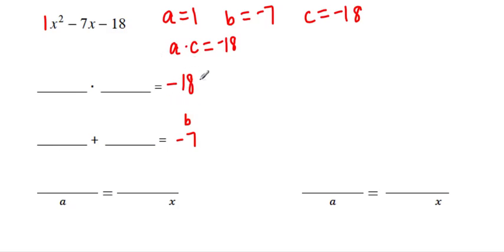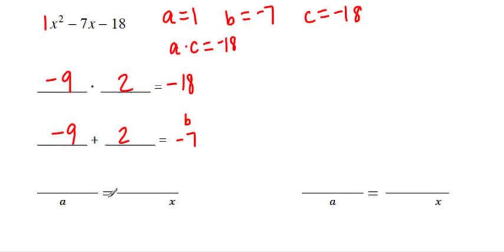So once again, this is a times c, and this is your b term. So the two numbers that would do that would be -9 and 2. And -9 and 2 would also add to be -7. So when you're factoring this way, these numbers have to be the same here. Okay? Now you may not get that the first try. You might have to erase and try again, but just keep doing that until you can get numbers that multiply to be -18 and add to be -7.